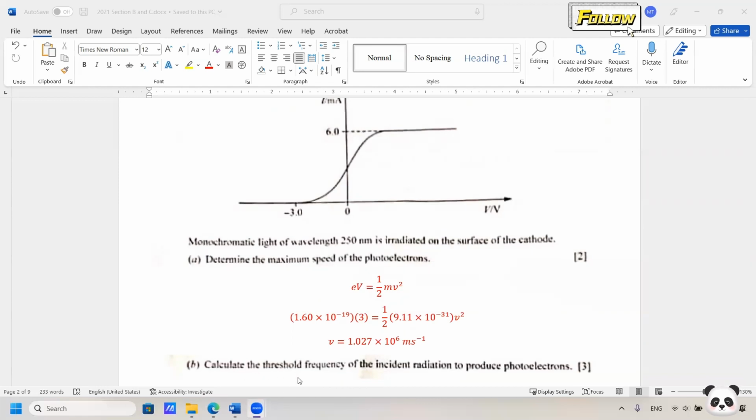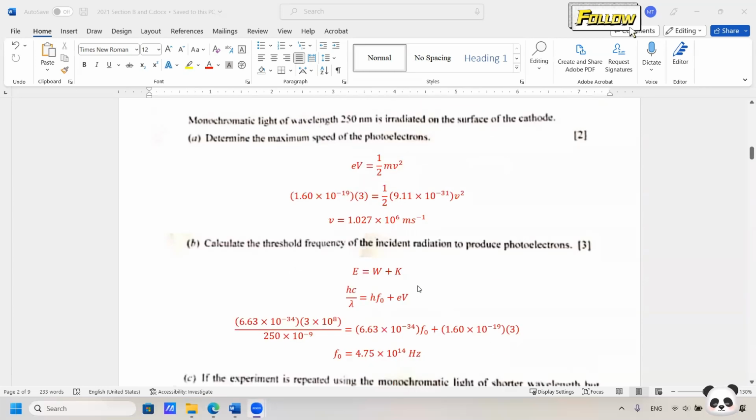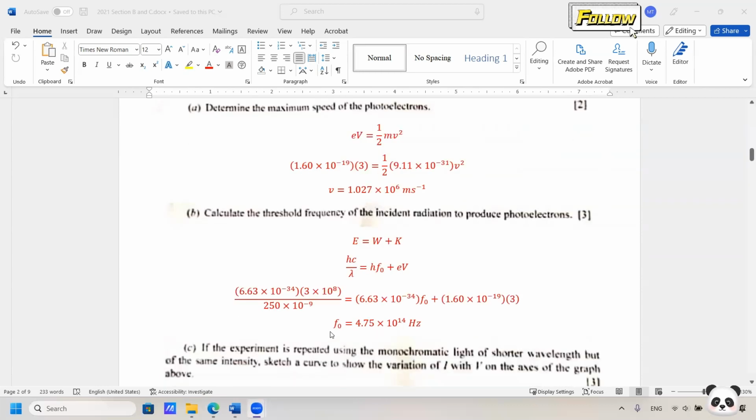Next is to calculate the threshold frequency of the incident radiation to produce photoelectrons. We are going to refer to the Einstein equation, that energy is equal to the work function plus the kinetic energy. We are given the wavelength, so the energy could be expressed as hc over lambda, and the work function, as we have derived before, is equal to hf naught, where f naught is the threshold frequency. For the kinetic energy, you could apply half mv squared, or I would prefer to apply eV because the value given is the original value without the rounding. So put in the values and you should be able to obtain the threshold frequency as 4.75 times 10 to the power 14 Hertz. So we move on to the last question.